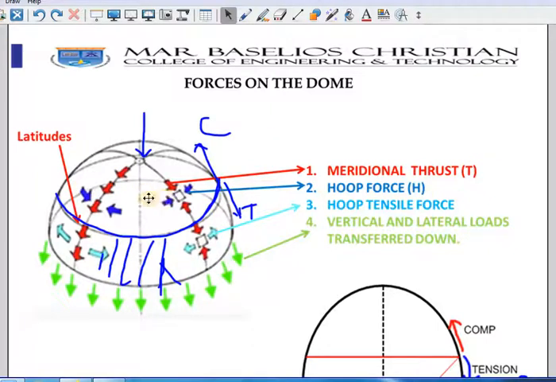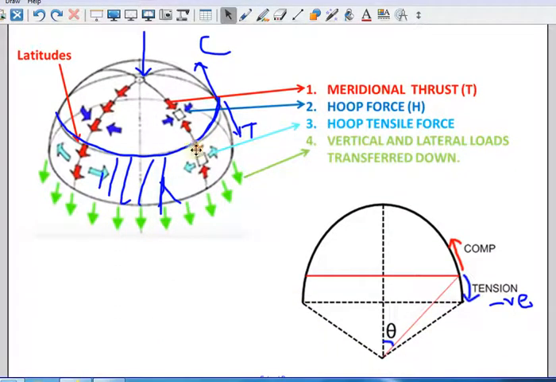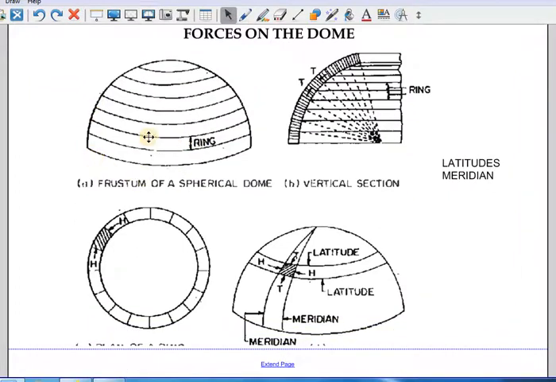And another thing is that there will be hoop tensile forces, as I told you, sometimes here. The vertical and lateral load is transferred down from here, because the dome will be resting on a beam, called a ring beam. So this vertical load and horizontal force will be transferred to the beam. Our main aim is to find out the meridional thrust T and hoop force H. Okay, so this is what it is.